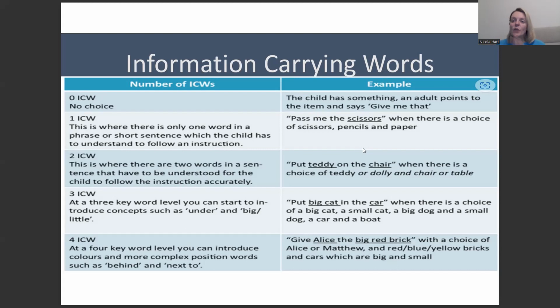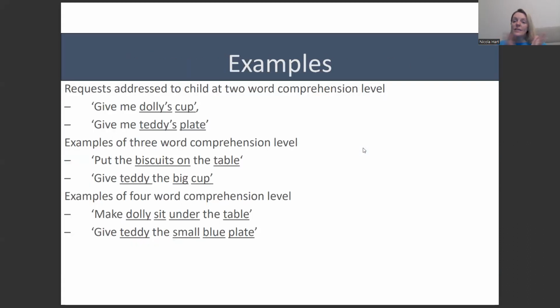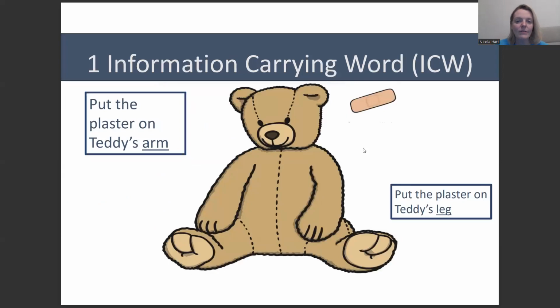So that information carrying word template tells me a lot of information about the child when I'm working with them. So here are some requests that we would use to see how people are getting on. Give me Dolly's cup, give me teacher's plate, put the biscuits on the table, put the blue tack in the drawer, give Teddy the big cup, make Dolly sit under the table, put your ball under the table, put the blue ball under the table, something like that. So you can differentiate again between the junior and senior cycle of the primary school class or into secondary school.